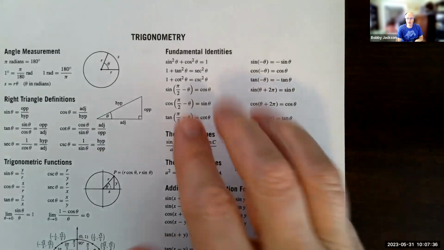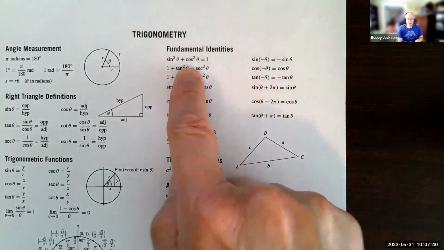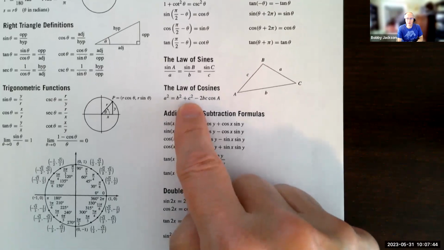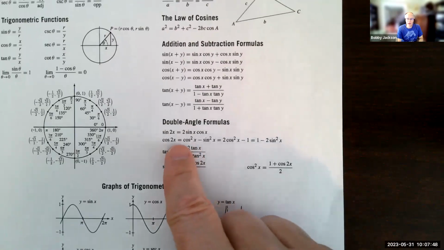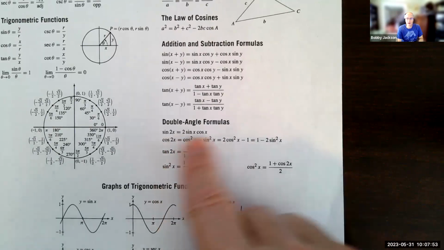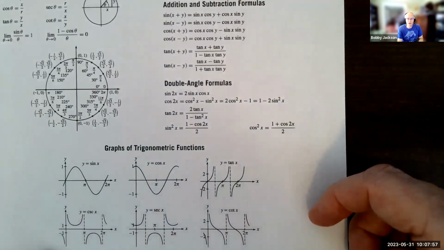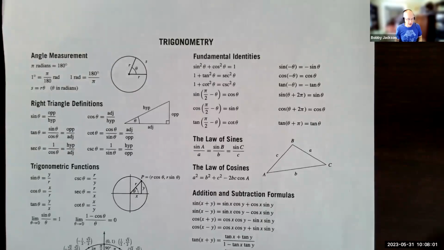You also will have all the fundamental identities. You certainly should be familiar with the Pythagorean identity. We probably don't use them too much, but law of sines, law of cosines, addition and subtraction formulas, and double angle formulas can come into play sometimes. So they're all here as well. And you also will have the graphs of the 6 trig functions. So you'll have a lot of information on the tests when you take it. You'll have all this information. So let's go back to the question.